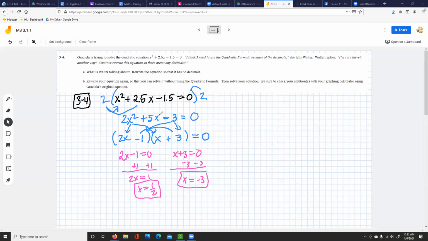We didn't need to use the quadratic formula, yay, because the quadratic formula is kind of our last resort, right? X equals -b plus or minus the square root of b squared minus 4ac, all over 2a. That's last resort. You want to do that only if you have to. Rewrite it so that you can solve it without the quadratic formula. Check in the graphing calculator. Okay, we're good. Those are the two solutions.